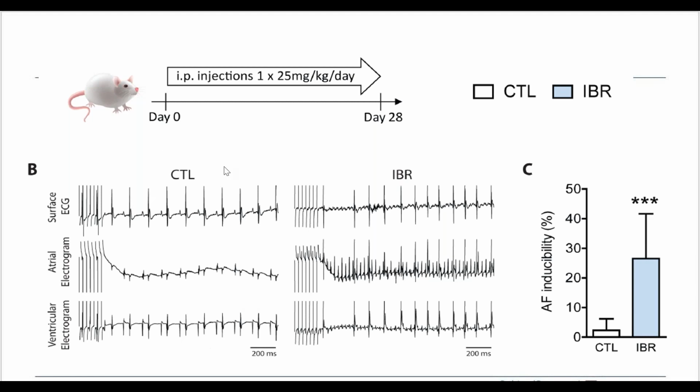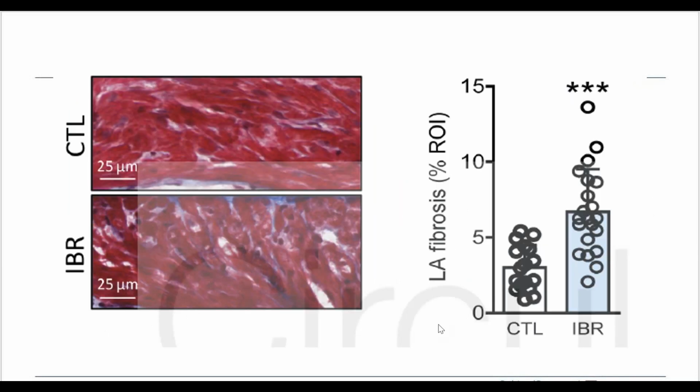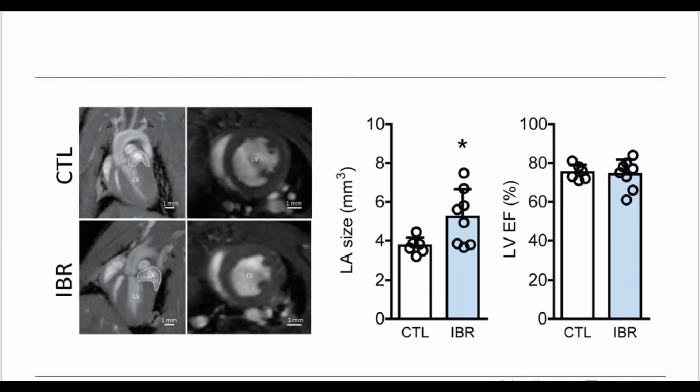So when they compared the control group to the mice that received Ibrutinib, they noted a couple of findings that we'll be talking about now. First, they noted that the mice receiving Ibrutinib had a significantly higher percentage of atrial fibrillation inducibility. They found also that the mice on Ibrutinib showed left atrial fibrosis, on the histological images. The mice receiving Ibrutinib showed left atrial dilatation compared to the control group. The left ventricular ejection fraction was equal in both groups.